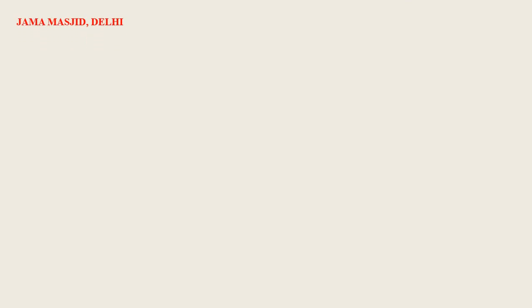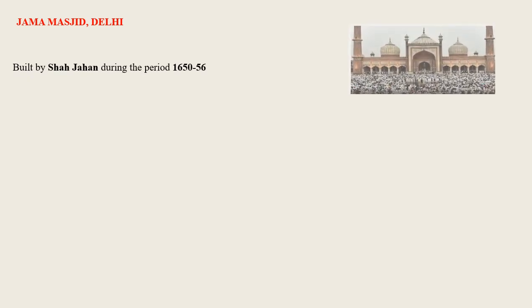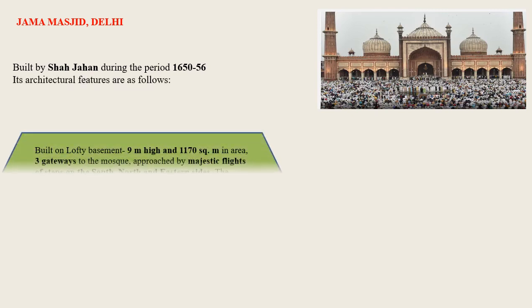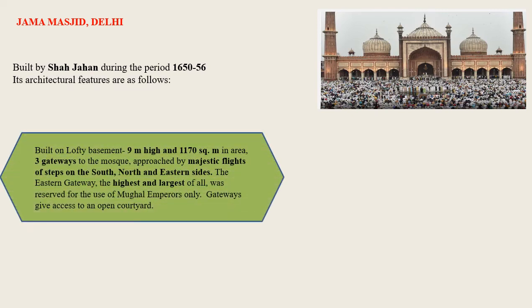Jama Masjid, Delhi. It was built by Shah Jahan during the period 1650 to 1656. It was one of the most elegant buildings of its kind. Its architectural features are as follows. It is built on a lofty basement about 9 meters high and 1170 square meters in area. There are 3 gateways to the mosque, approached by a majestic flight of steps on south, north, and eastern sides.